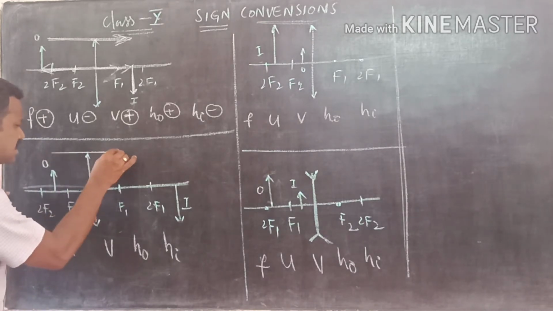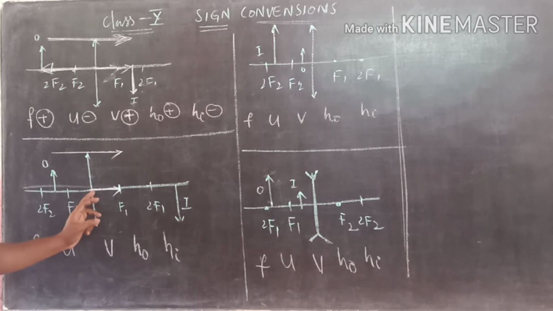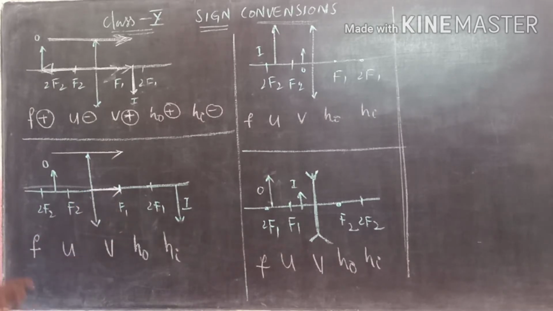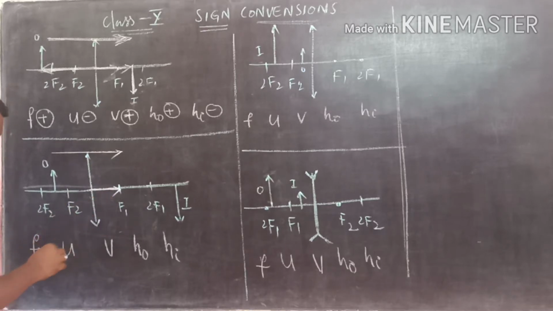The light rays coming from the object are moving from left to right, if you are considering. This is the focal length. Why? Because the distance between the optic center and the focus is called the focal length. The direction of incident rays and the direction of measurement, both of them are in the same direction. So it is considered as positive.